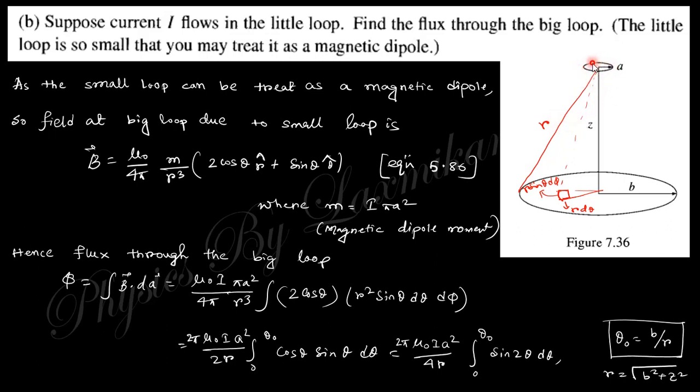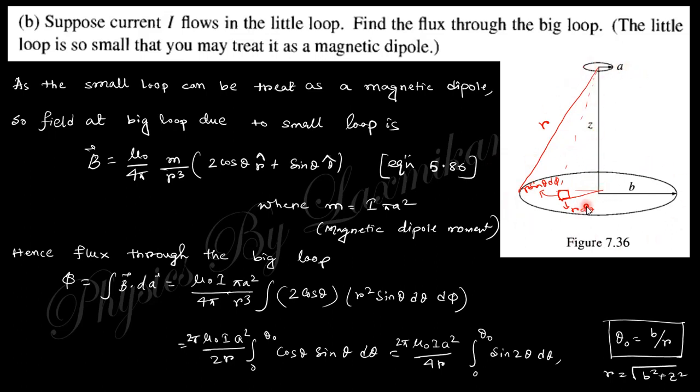You know, when this current flows within a small loop, we can treat this as a dipole, a magnetic dipole, right? Since this is treated as a dipole, its dipole moment is nothing but current times area. So the dipole moment within this loop is current times the area of this loop, right? Due to this dipole, a magnetic field is produced in this region, and this is the expression for the magnetic field produced. This was already discussed in our previous lecture, or you can see equation number 5.86 of this book, right? So there is a magnetic field produced due to this small loop.